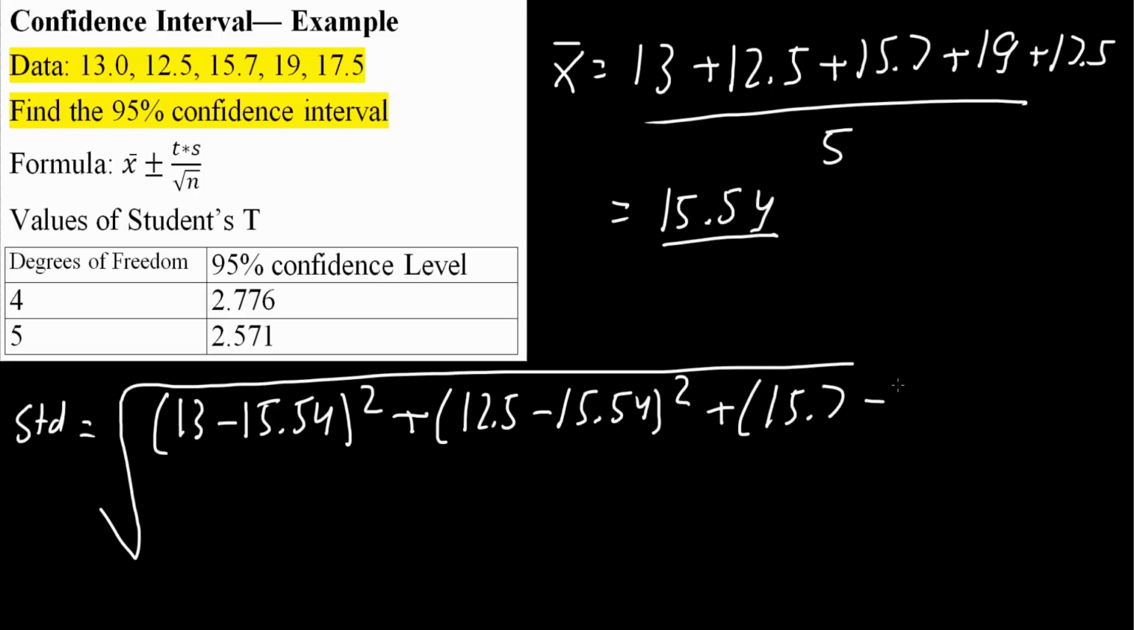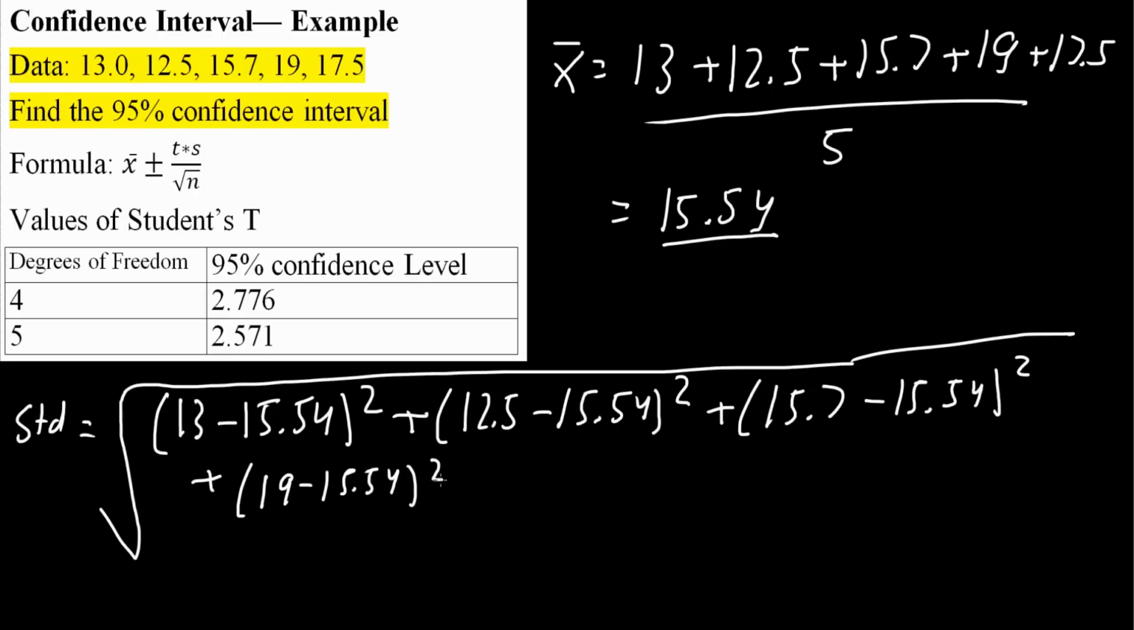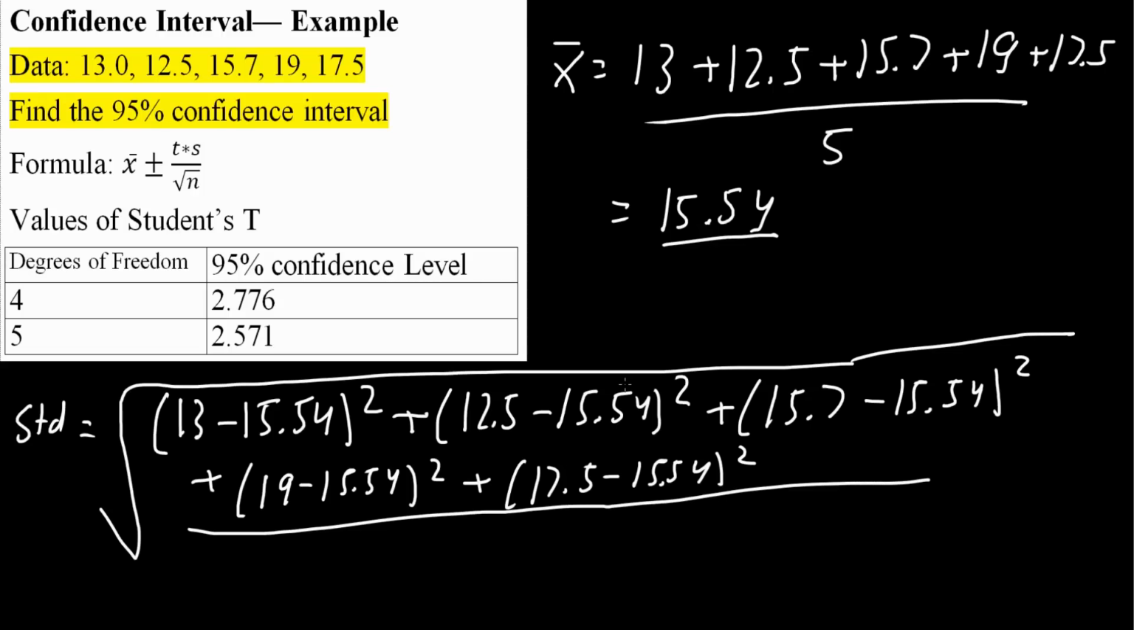15.7 minus 15.54, close parentheses, squared, plus 19 minus 15.54, close parentheses, squared, finally, plus 17.5 minus 15.54, close parentheses, squared. Now this whole thing will be divided by the number of terms, 5, minus 1.